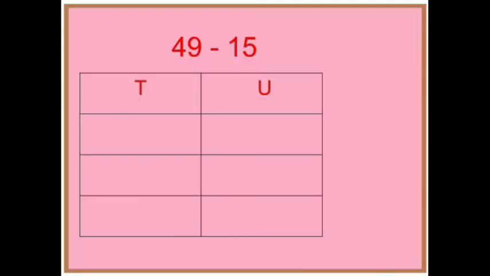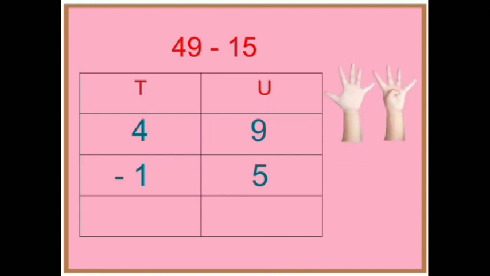Children, here we will subtract numbers with the help of fingers. First, we should write the numbers in the vertical column according to place of each digits. First, we should subtract units place digits. They are 9 and 5. First number is 9. So, we have 9 fingers. Next number is 5. So, we will cut 5 fingers.